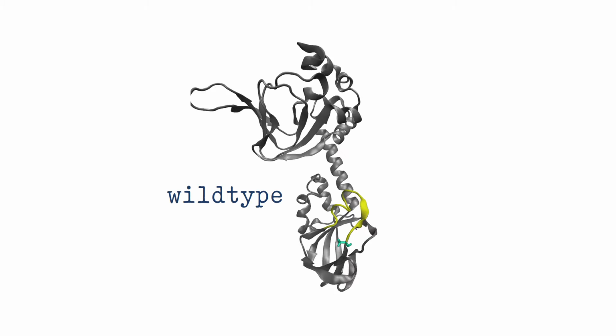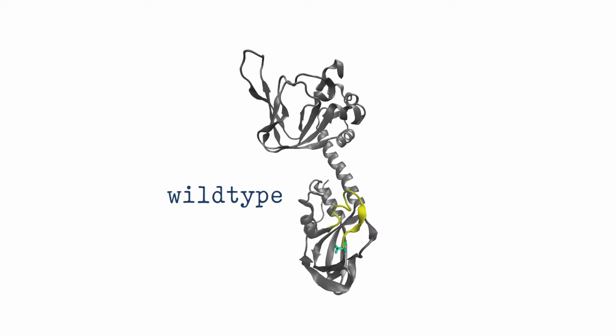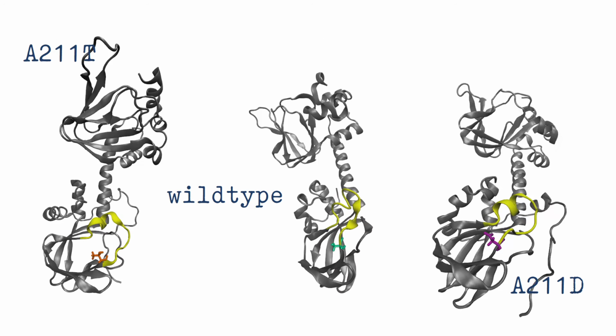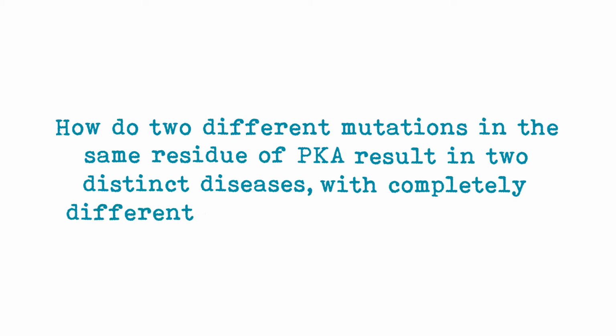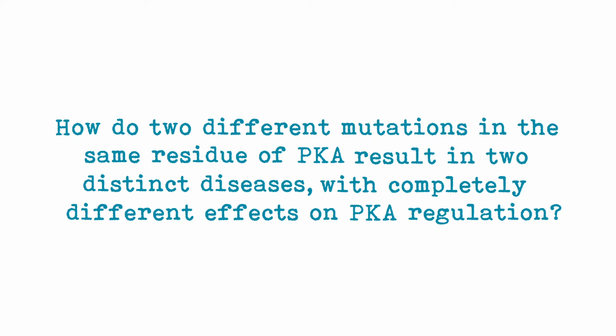My project was to measure the volume of the binding pocket on the wild type, which is the non-mutated PKA, as well as on both mutations, in order to answer the question: how do two different mutations in the same residue of PKA result in two distinct diseases with completely different effects on PKA regulation?